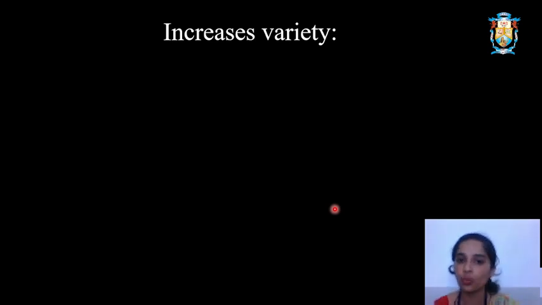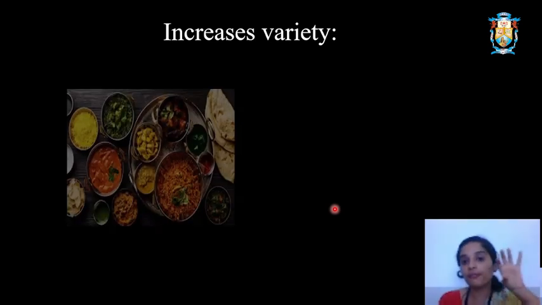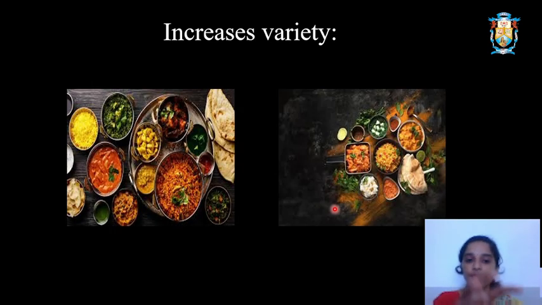Next is increases variety. So how to increase variety? Cooking increases variety, so selecting different food groups. You can see how beautiful the South Indian thali is. A lot of ingredients and food items are kept, but they are cooked. The cooked food products increase the beauty by providing the necessary nutrition.